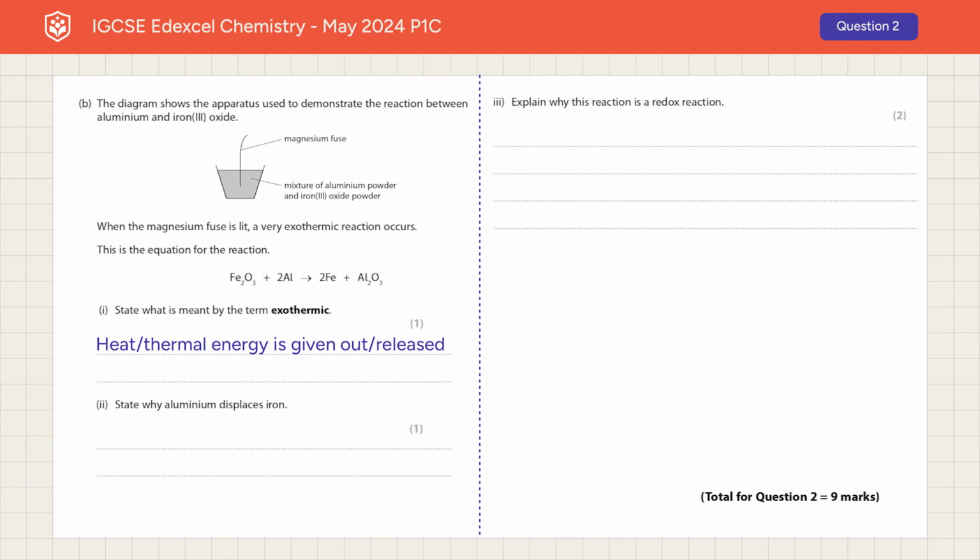Why does this exothermic reaction work? It's a direct application of the reactivity series. Aluminium is more reactive than iron, so it can displace iron from its oxide. This is a displacement reaction.